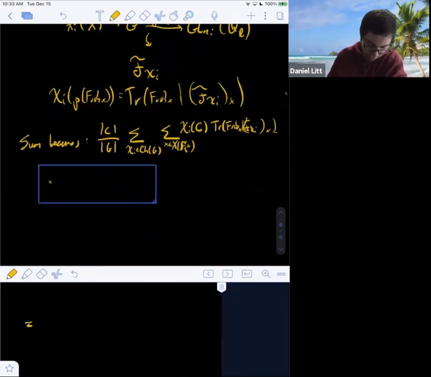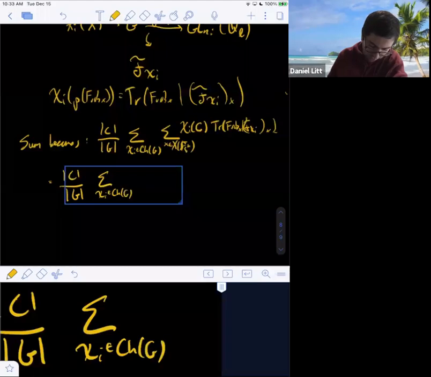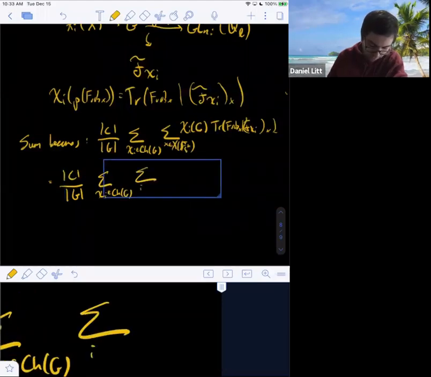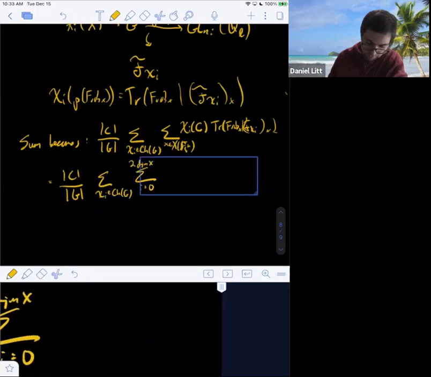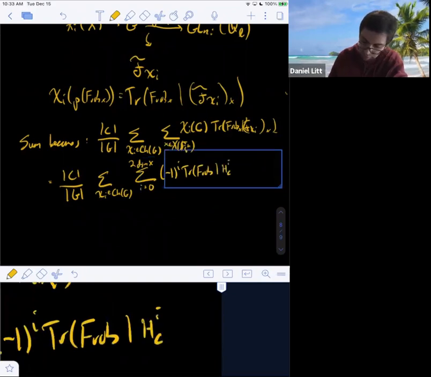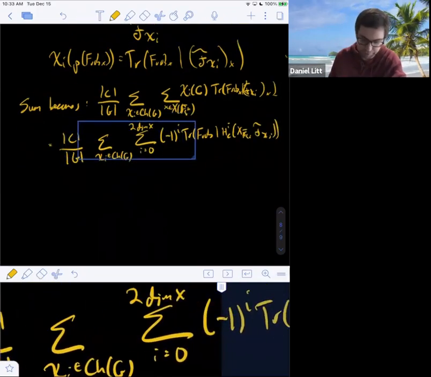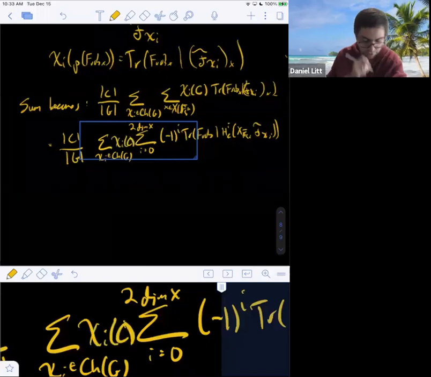Yeah, so let's rewrite this. We can use the Lefschetz trace formula to rewrite this as follows. This is the sum over chi I in the characters of G of the sum from I equals 0 to 2 dim X of (-1) to the I times the trace of Frobenius on the compactly supported cohomology of X over F Q bar, with coefficients in the sheaf associated to chi I. Oh, and I missed this chi I of C here. So this is what we're trying to understand.